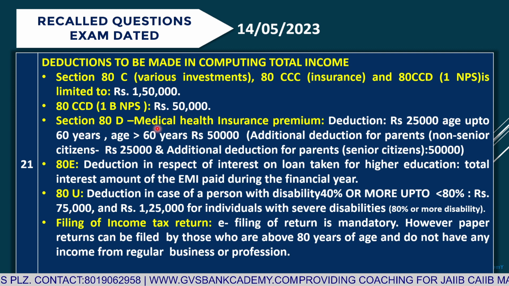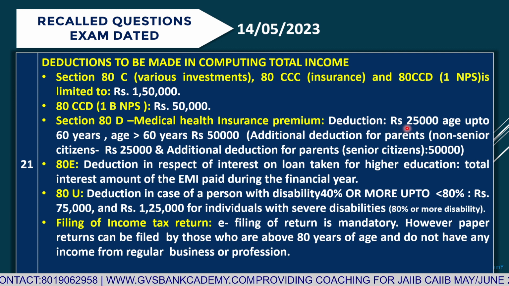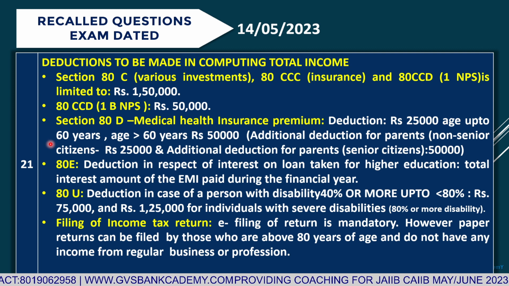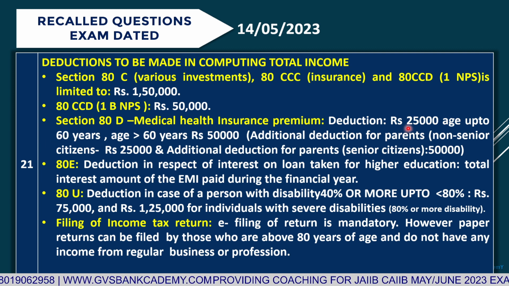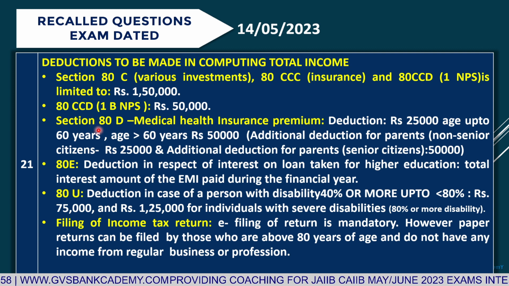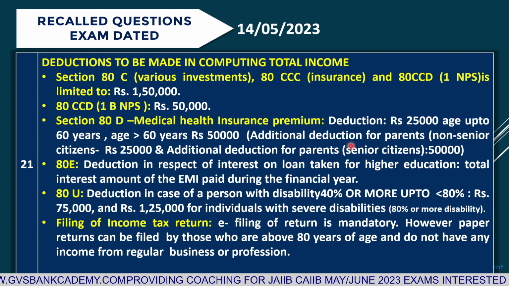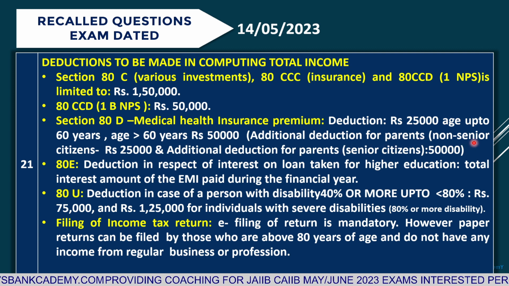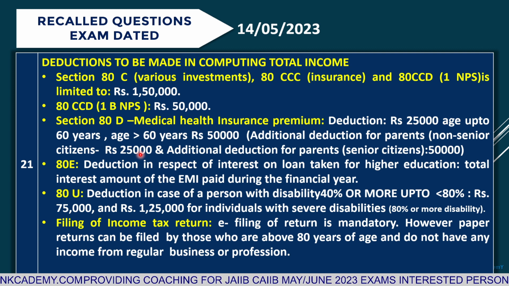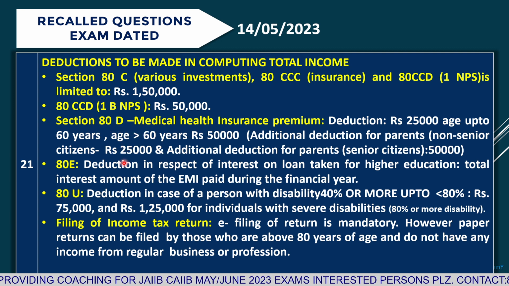Section 80D, medical health insurance premium. Normally we can deduct 25,000 rupees, for age less than 60 years, per year towards payment of medical health insurance. For senior citizens above 60 years, 50,000 rupees. And for parents who are non-senior citizens, an additional 25,000 they will get. And for parents who are senior citizens, an additional 50,000 they will get. This is about 80D. All these questions they asked.